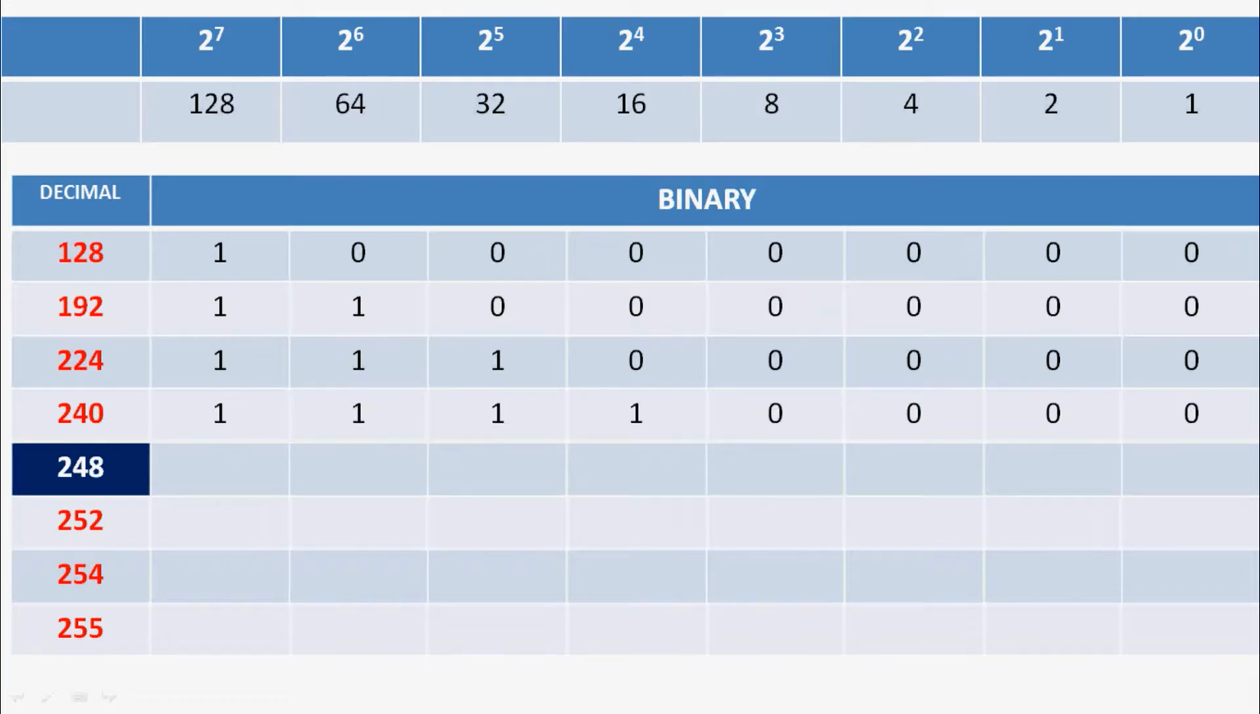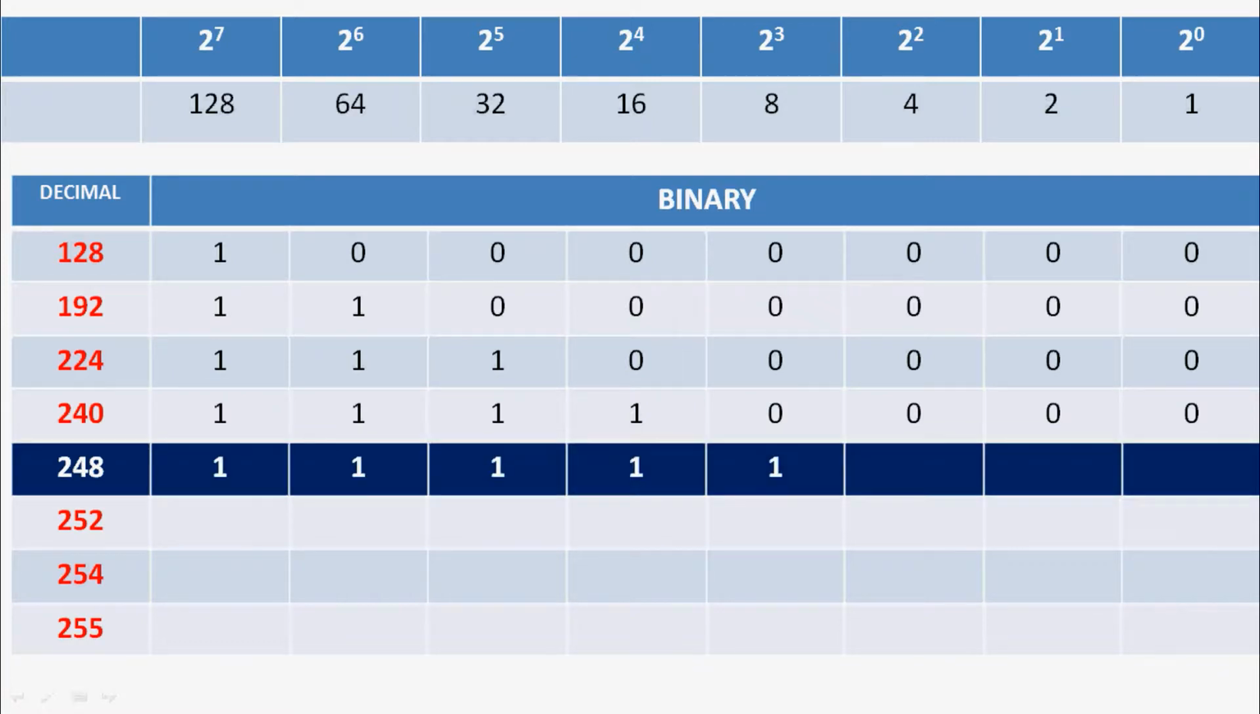We are moving to 248. Till 240 we have seen. Now we have to go to 248. Obviously we have to add 8. 240 plus 8 is 248. So till 8 we have to consider, and we have to put all those bits on. We can see 5 bits on, and the remaining 3 bits we have to put zeros. So we get the binary value of 248.